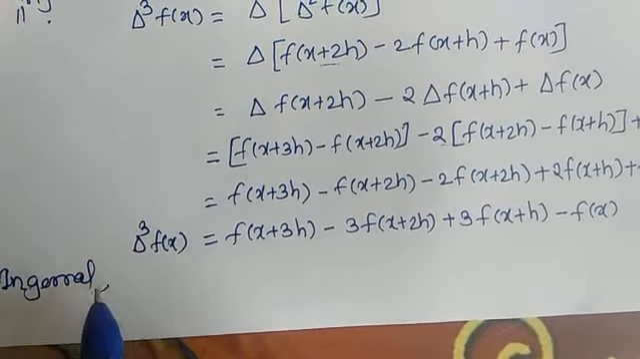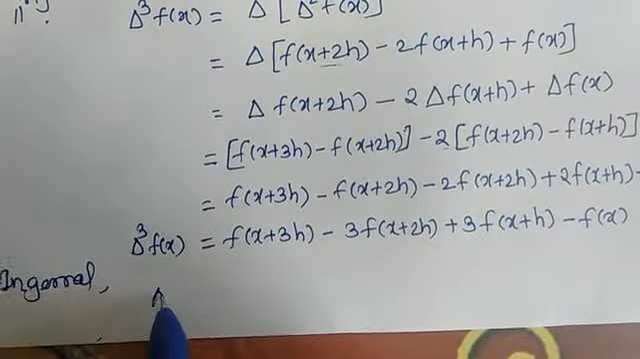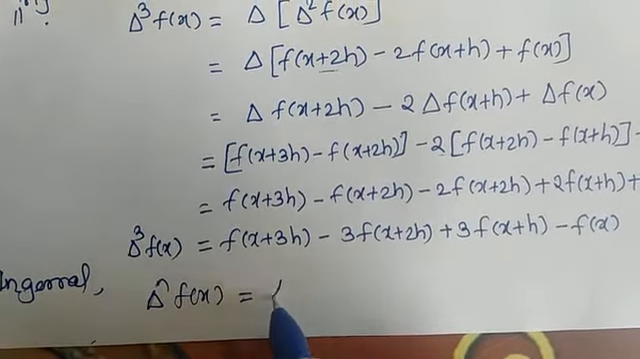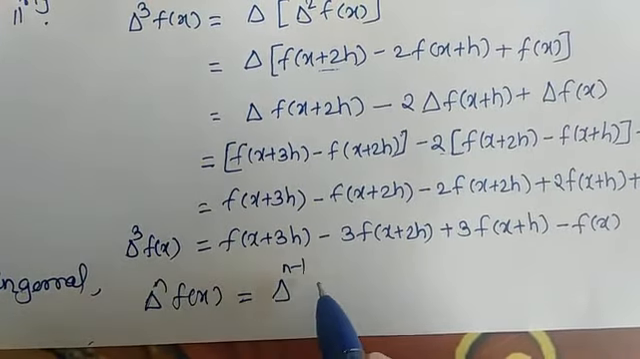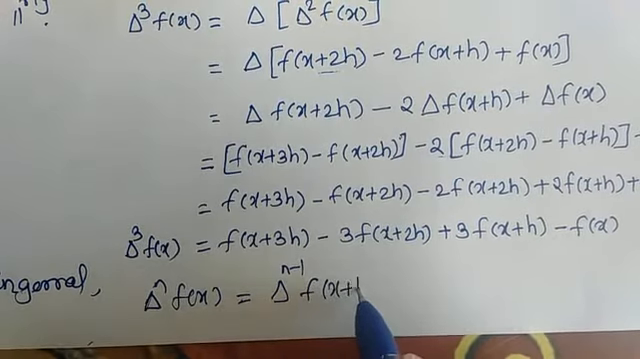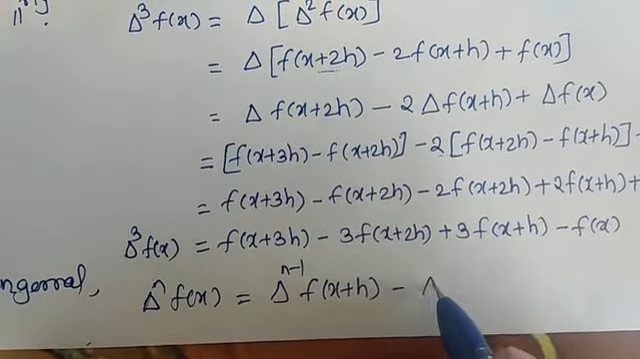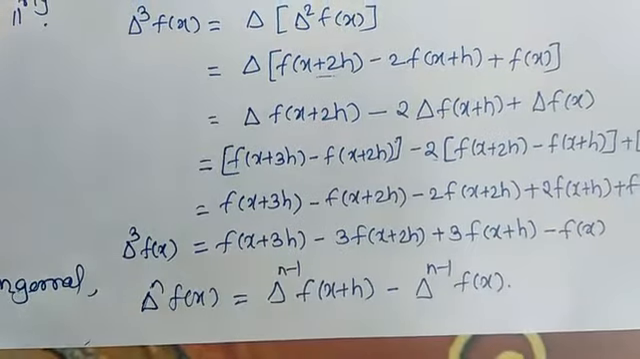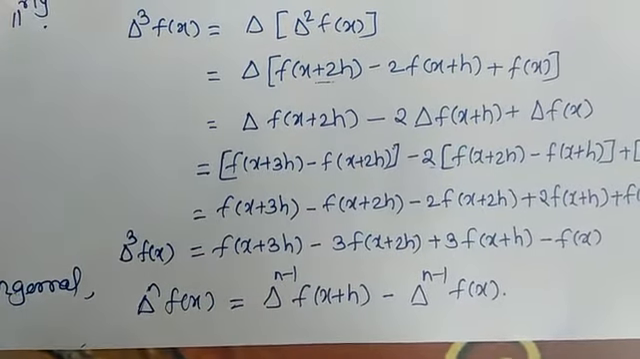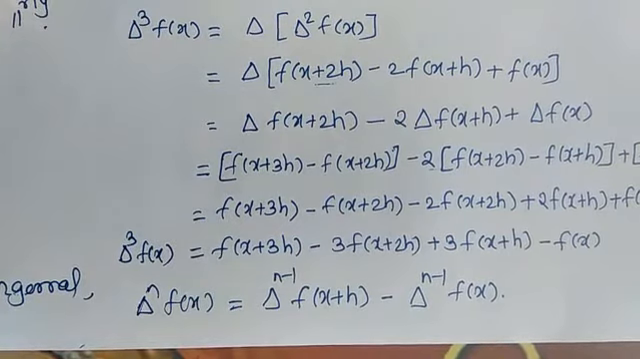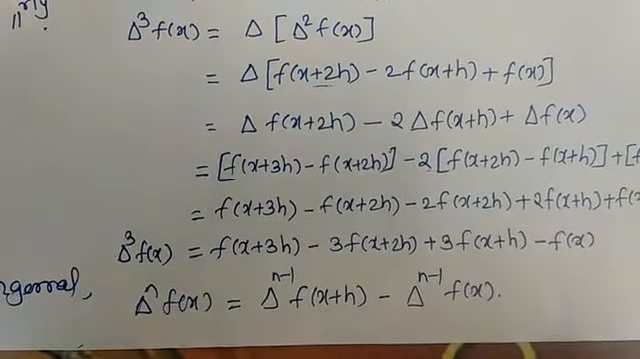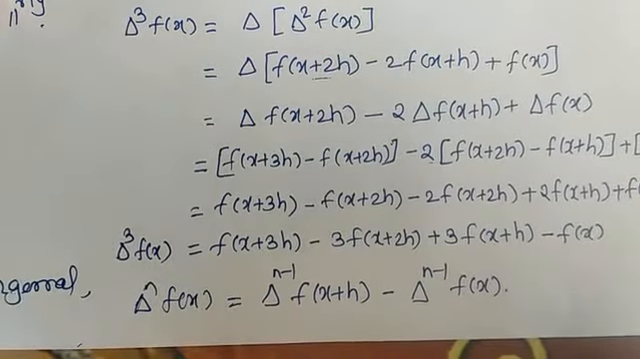In general, del raised to n f of x is equal to del raised to n minus 1 f of x plus h minus del raised to n minus 1 f of x. Okay, which is our general formula for del raised to n f of x. Okay, this is all about our forward difference operator.